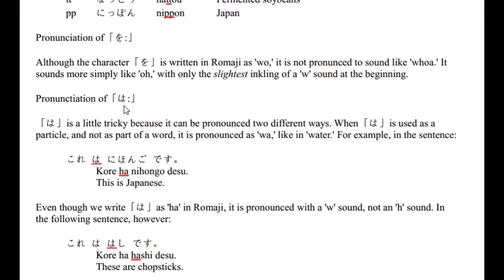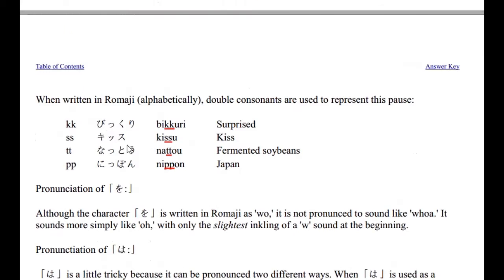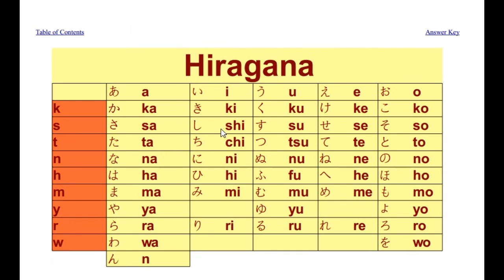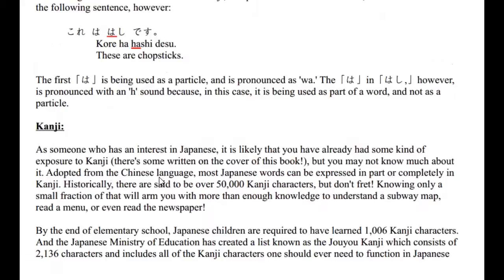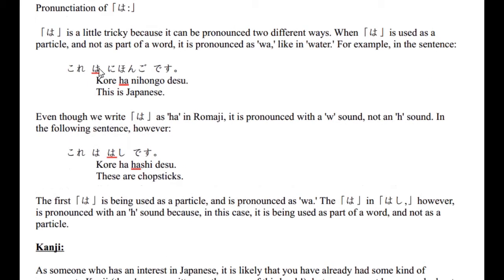Next, we have the pronunciation of the ha or the wa character. And actually, this one is a little tricky because it can be pronounced two different ways. Okay, so when ha is being used as a particle in a sentence and not part of a word, it's pronounced as wa, like in water. So for example, we have a sentence, kore wa nihongo desu. Even though if we look up at our hiragana chart, we'll see that we have wa, and it's written with an HA. So when it's a part of a word, we read it as ha. But when it's being used as a particle, we read it as wa. Kore wa nihongo desu.